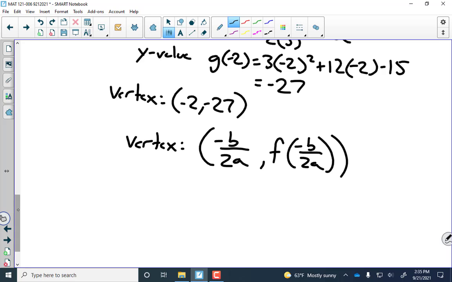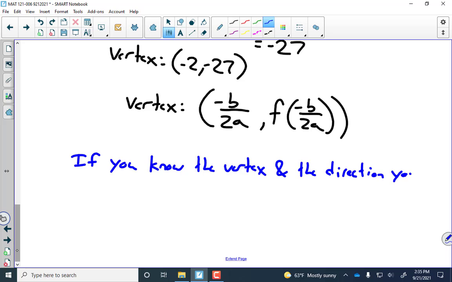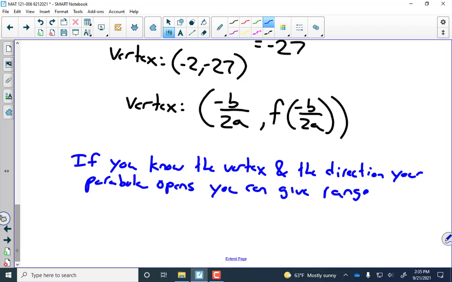What's the domain of every single parabola? Negative infinity to infinity. Is the range negative infinity to infinity? No, it's not, but I'll tell you something cool. If you know the vertex and the direction your parabola opens, you can give the range. If you know those two pieces of information, everyone, you can give the range. Check it out.